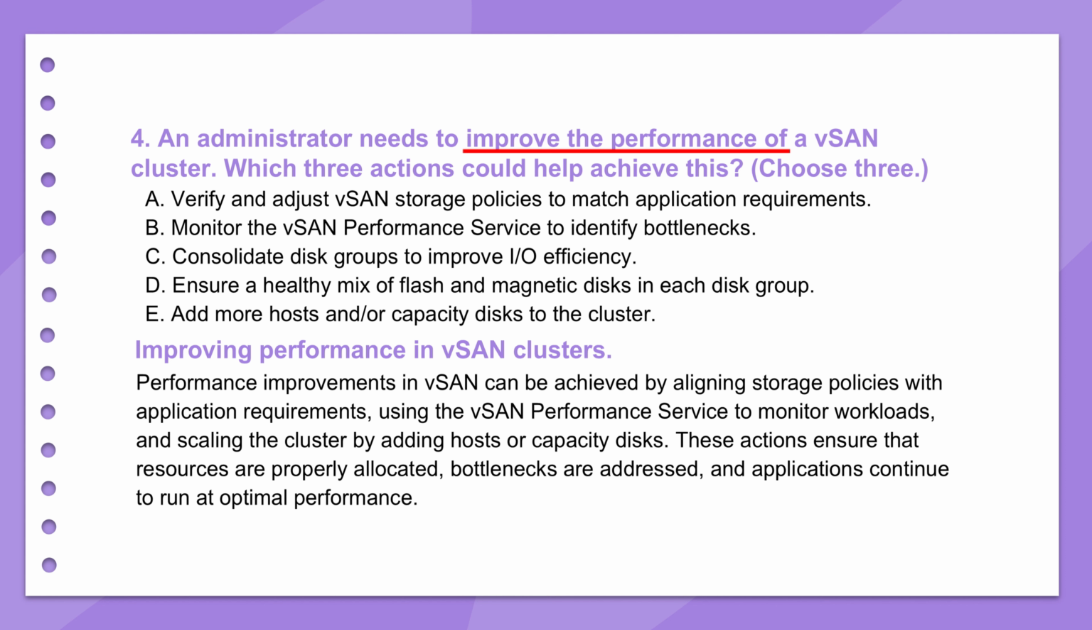First, you've got to verify and adjust your vSAN storage policies. These policies need to actually match what your applications need, right? Policies matching the workload. Makes sense. Second, you obviously need to use that vSAN performance service to monitor things and spot those bottlenecks we talked about. You can't fix what you can't see. Monitor constantly. Yeah. And third, if you genuinely need more horsepower or space, you add more hosts or capacity disks to the cluster. Simple scaling. Okay, so check policies, monitor, add resources if needed.